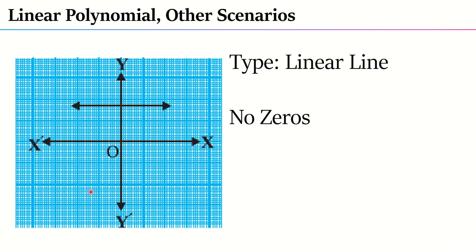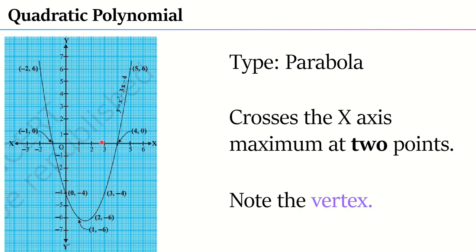But it is also possible that a line may never cross the x-axis. So in this example, if you see, the polynomial is parallel to the x-axis and would never cross the x-axis, and hence no zeros.